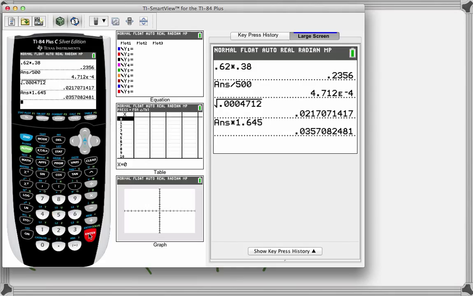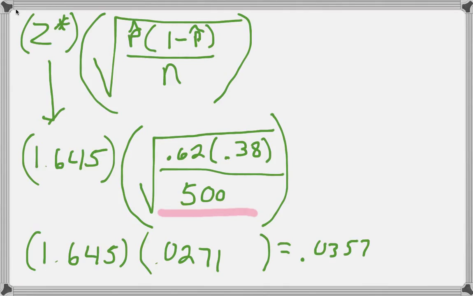Now, I get a decimal of 0.0357, which is my margin of error. And if I want to put this in percentage form, it's going to be 3.57%. Okay, so that is the margin of error for our sample proportion.